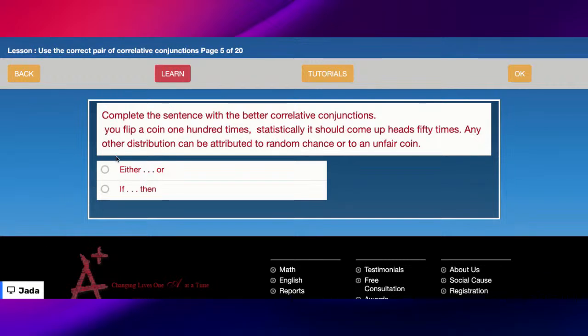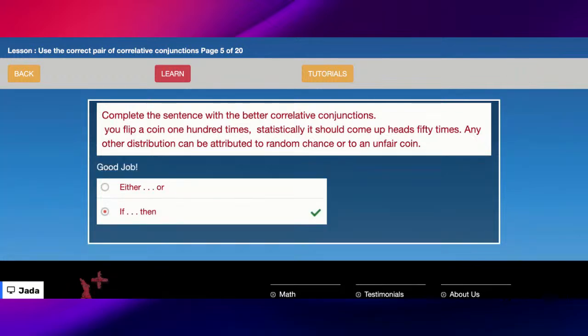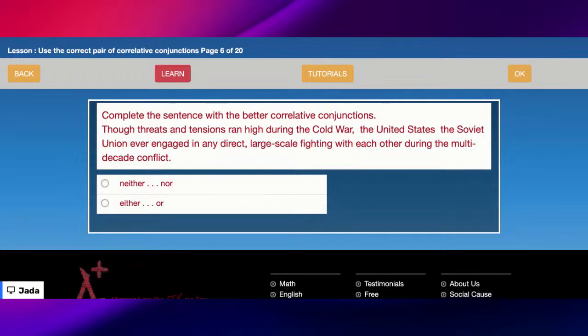So this was in our tutorial. It said if you flip a coin, so it's like giving you the condition and the consequences. So it's just like saying if you do this, this will happen. If you do that, this will happen. Okay. So next one. Oh, this was also in the tutorials. It was neither nor.